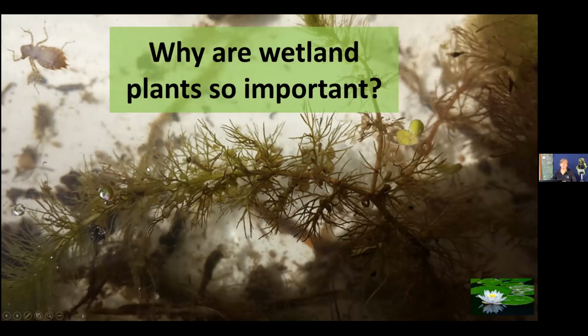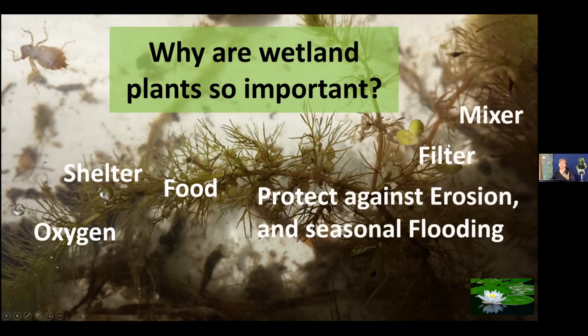But these plants and these wetlands, they are the ones that keep this ecosystem going. If there are no plants, this ecosystem would not function. These plants provide oxygen, they provide food, they provide shelter to all sorts of animals. But these plants are also critical for filtering the water, for mixing the water, but also for protecting the area against erosion and flooding.